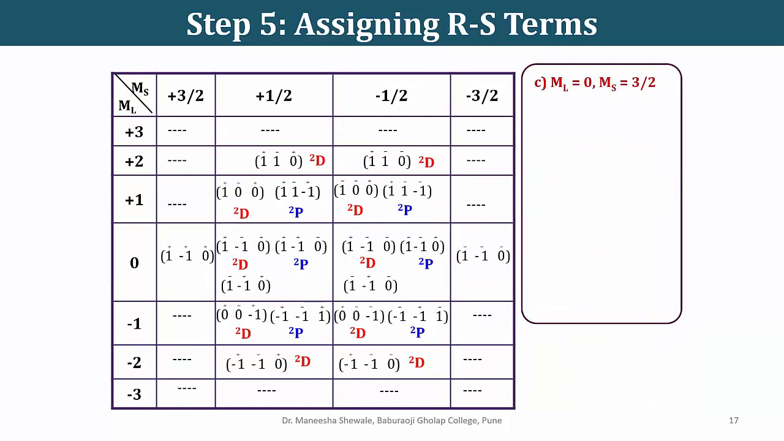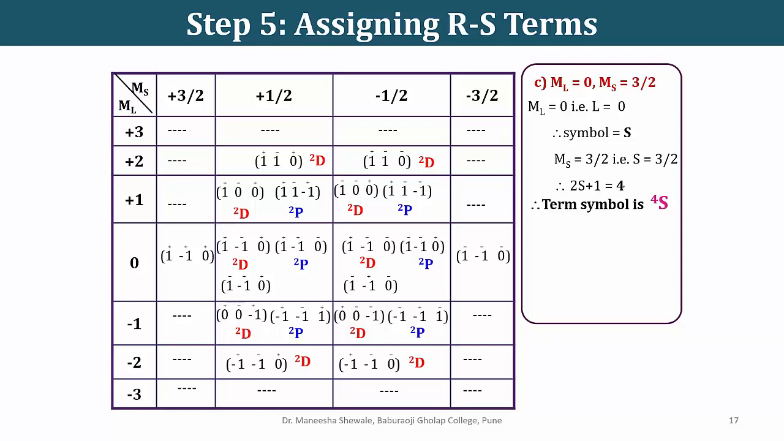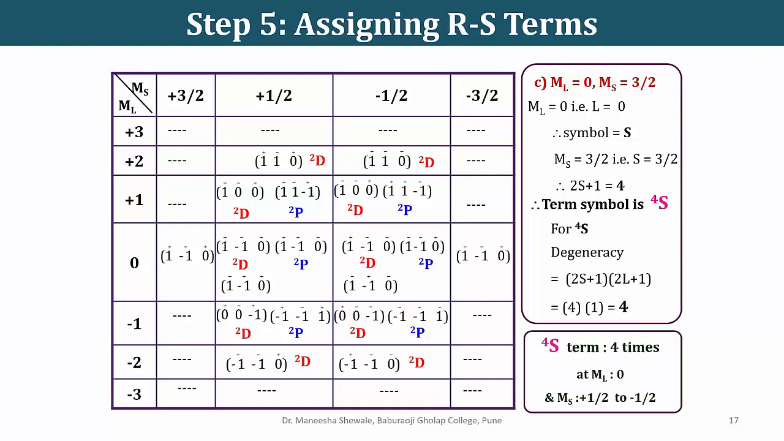In the next case, when ml is 0 and ms is 3 by 2, L is 0, so the symbol is S, and ms is 3 by 2, so S is 3 by 2, and the spin multiplicity is 4. So the term symbol is quartet S. The degeneracy is 4 into 1, which is 4. So the quartet S term will appear 4 times in the table, and this is at ml 0 and ms from plus half to minus half.